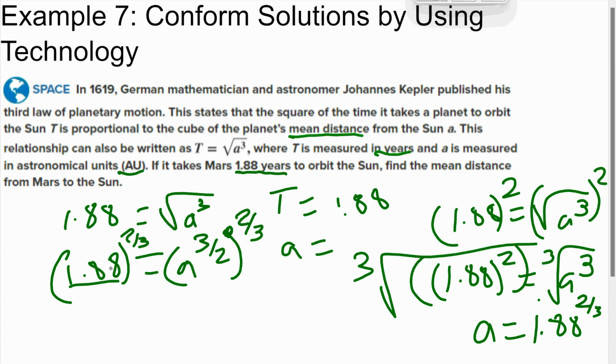So I can take on my calculator 1.88, use the hat button that gets my exponent, and then use the fraction template to create 2/3, hit enter, and there's my astronomical units, the mean distance Mars is from the sun. So whatever that number is on your calculator.